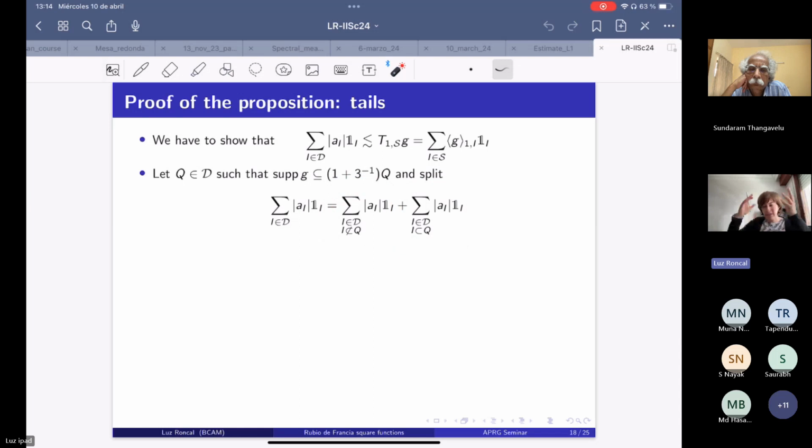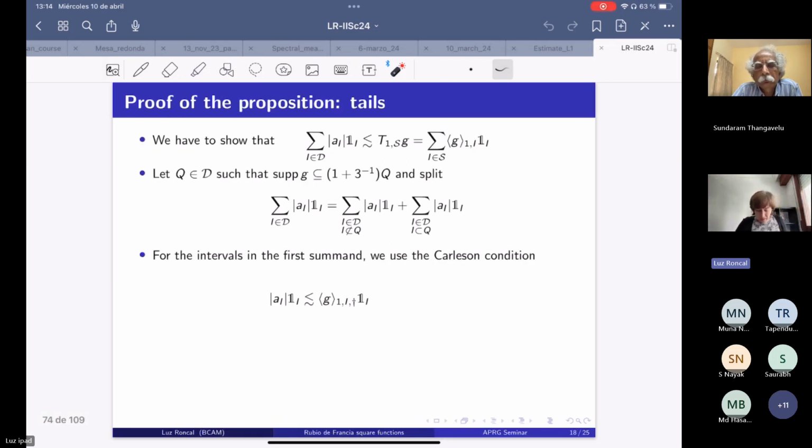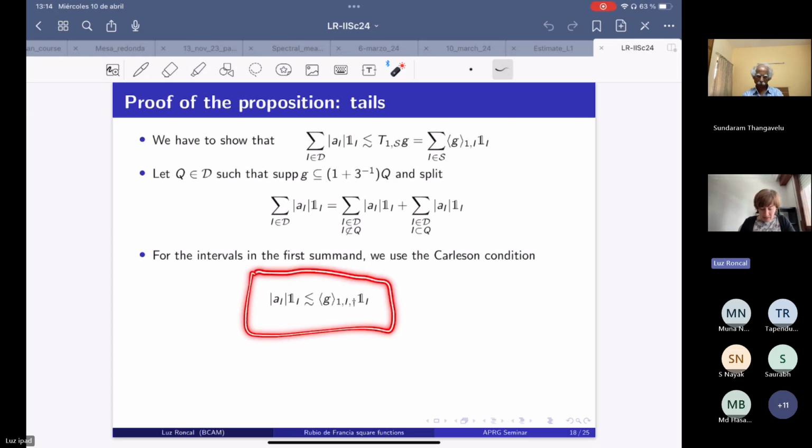Now it's time for some hand waving, but here are the details. So how to deal with the tails? For this part, since we know that our coefficients a_I are Carleson sequences subordinated to f squared, the Carleson condition says that we have this estimate here. Then you can take the sum. No, it's okay like that.